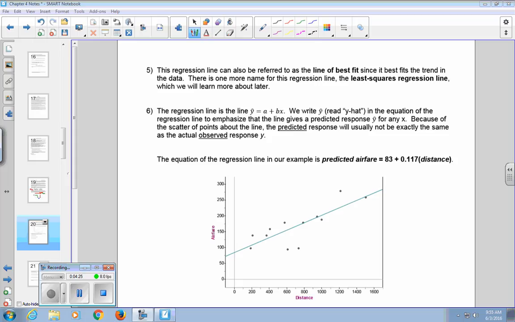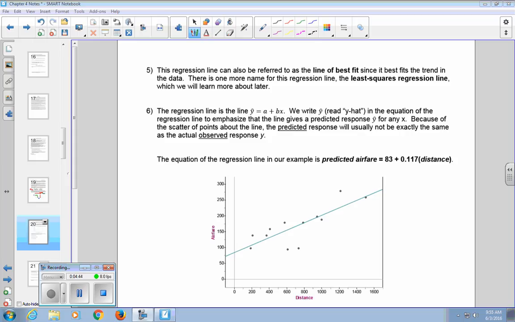And on the next page, number 5: this regression line can also be referred to as the line of best fit, since it best fits the trend in the data. And there's also one more name for this regression line. It can be called the least squares regression line. That's a name that we're going to learn a little bit more about in your group activities. We'll see why that name is appropriate.